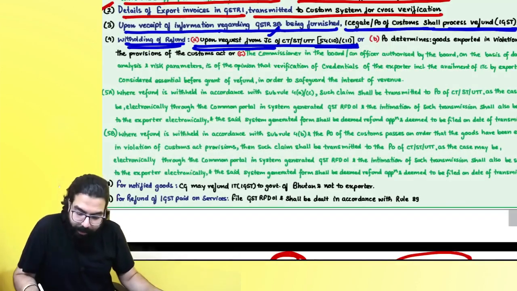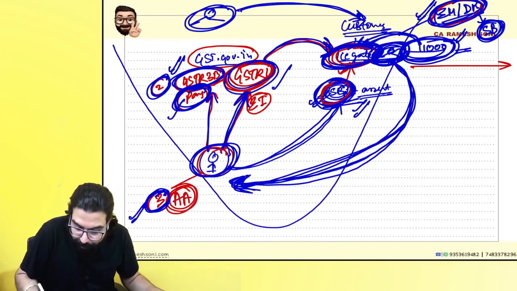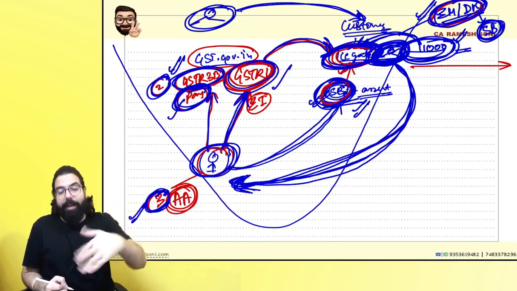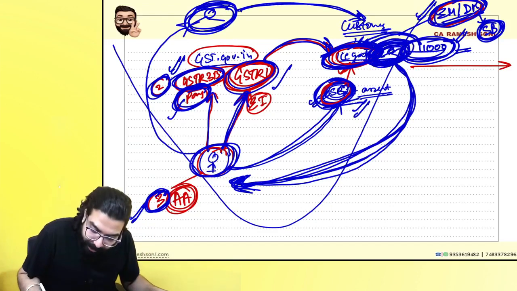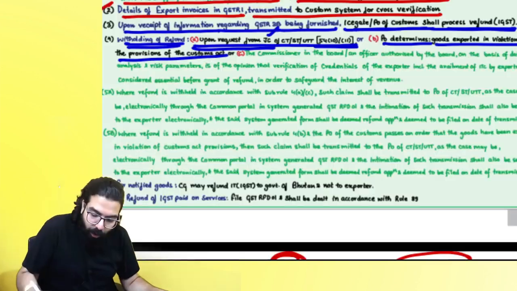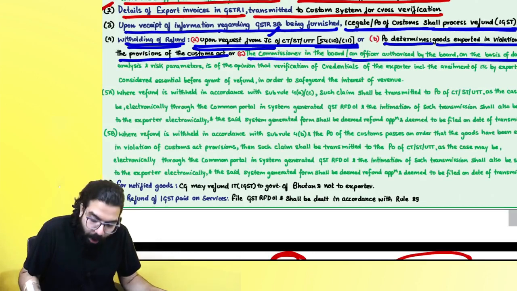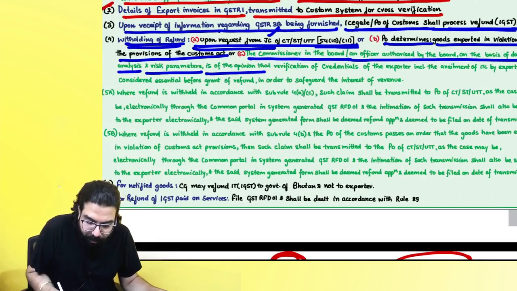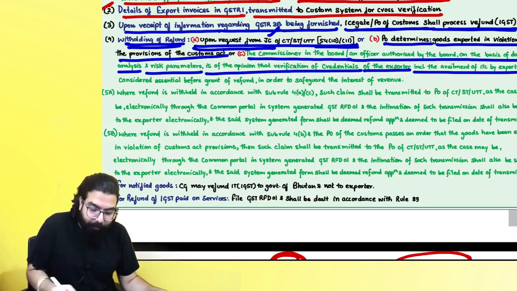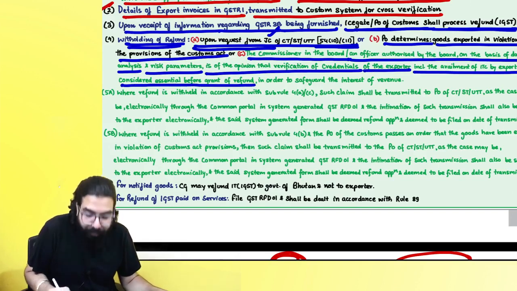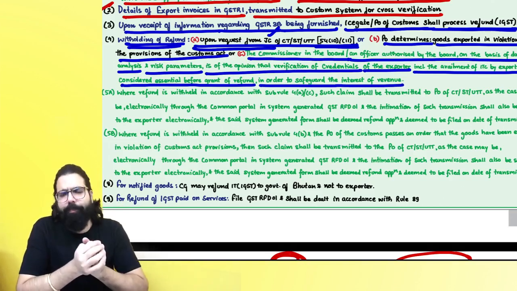Okay, sir. Next, the proper officer determines goods exported in violation of the provisions of the Customs Act. Might be this proper officer finds Ramesh has done something wrong, then he can also withhold. Either my officer, who is the GST officer, can ask him to withhold, or the customs officer can withhold, or the Commissioner in the Board or an officer authorized by the Board, on the basis of data analysis and risk parameters, is of the opinion that verification of credentials of the exporter, including the availment of ITC by the exporter, is considered essential before grant of refund in order to safeguard the interest of the revenue. But basically the CBIC, what will they do?